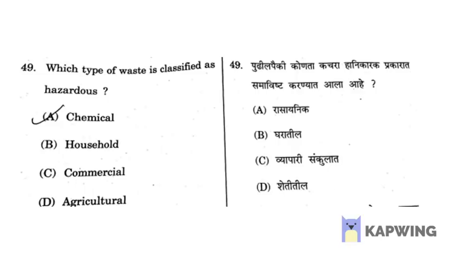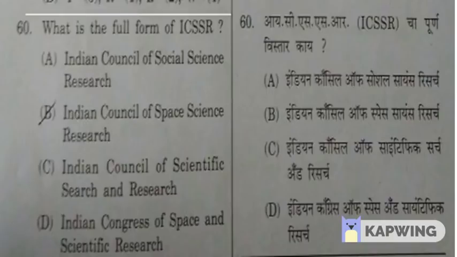Which type of waste is classified as hazardous? Friends, chemical waste is always classified as hazardous, rather than household, commercial or agricultural waste. So friends, I hope you have answered these questions accordingly. If you have answered, please comment. And in the question paper, what is the full form of ICSSR? The full form of ICSSR is Indian Council of Social Science Research. That is option A. Hope you have written it correctly. And moving on to the next question of ours.